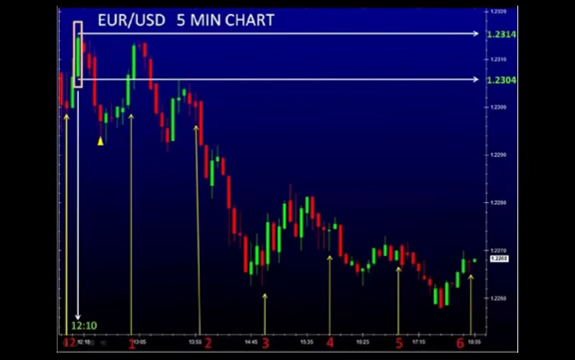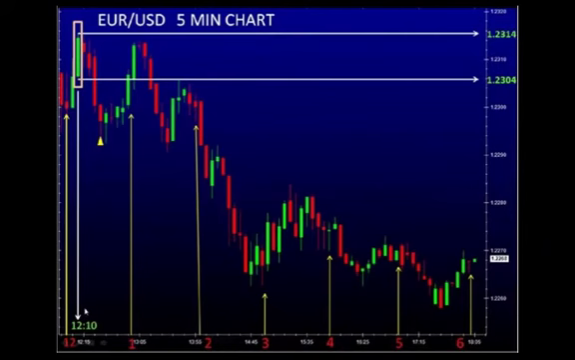Here we have a Euro USD 5-minute chart. Take a look on the left hand side. We have a candlestick in green. I want you to look to the right. The price was 123.04 and it moved to the top 123.14. That's a difference of 10 pips in this one 5-minute candle. Because I'm using a 5-minute chart, obviously each candle represents 5 minutes of information. In this case, 5 minutes of price movement from 12:10 to 12:15.